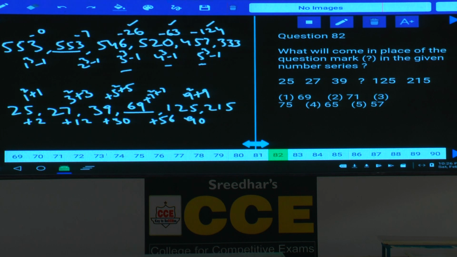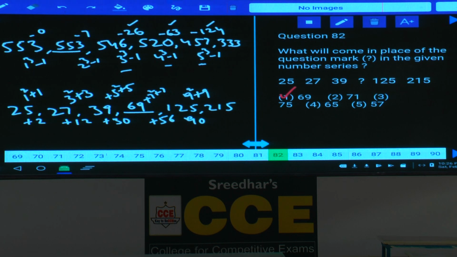Are you following this one or not? Hence what is the missing number here? 69, that is given in choice 1. The difference between the numbers can be written as 1 square plus 1, 3 square plus 3, 5 square plus 5, 7 square plus 7, 9 square plus 9, n square plus n, where n is an odd number.